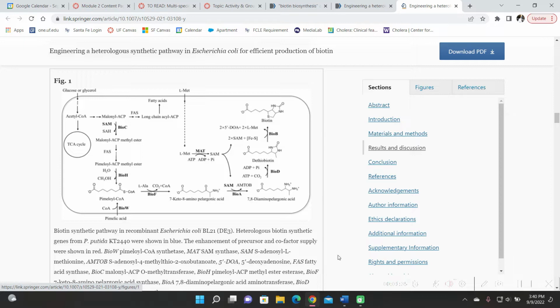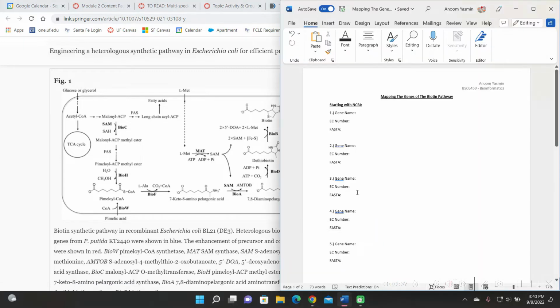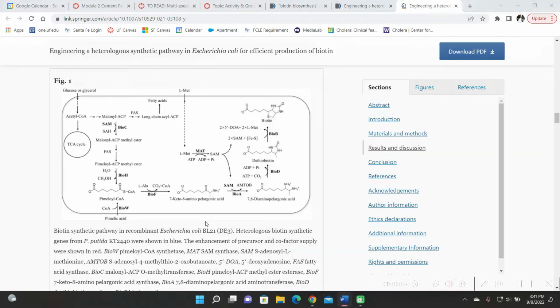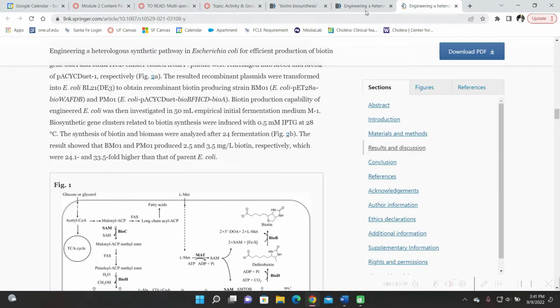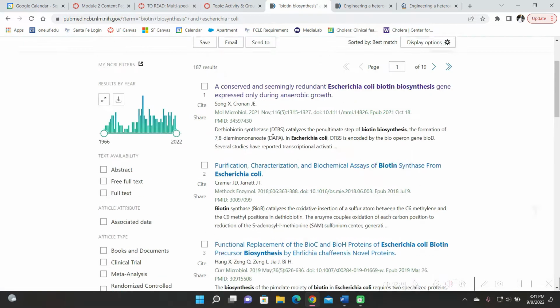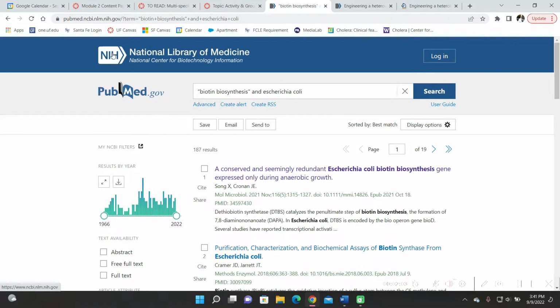We only needed to begin with the pimeloyl-ACP, so I just wrote down the genes that started in the middle, starting with BioH and then ending with BioB. I now know all of the genes I have to look up in order to make this biotin pathway.